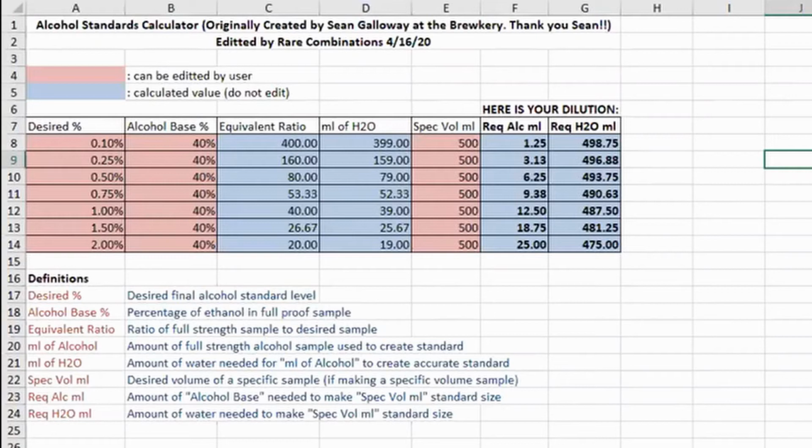Hey everyone, today I'm going to be showing you how to use the two Excel documents that I provide in order to calibrate your detector.